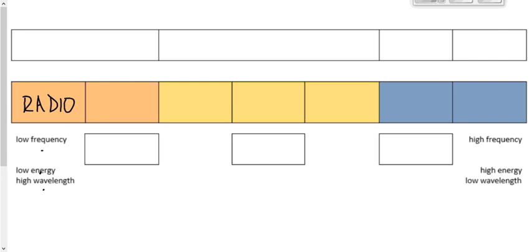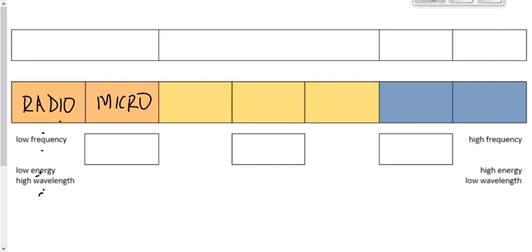Why is that the case? Remember in Physics 20, we use this equation, v = fλ. f = v/λ. f and λ are inversely related to each other. As one goes up, the other goes down. So if we're starting with radio waves, which have a low frequency, then we're starting with radio waves that have a low energy and a high wavelength, because wavelength is opposite to frequency. What was the next one? Microwaves.